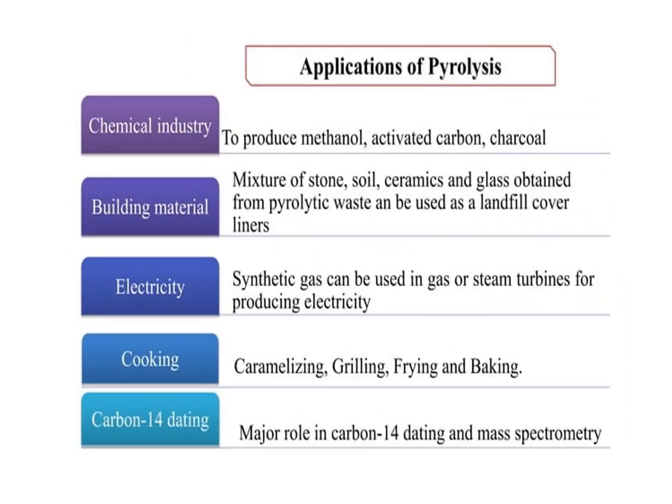These are the various applications of pyrolysis, where it is used in chemical industry, building material, electricity, cooking and carbon 14 dating. In the chemical industry, it is useful to produce methanol, activated carbon and charcoal. For building material, it is a mixture of stone, soil, ceramics and glass obtained from pyrolytic waste, which can be used as a landfill cover liner.